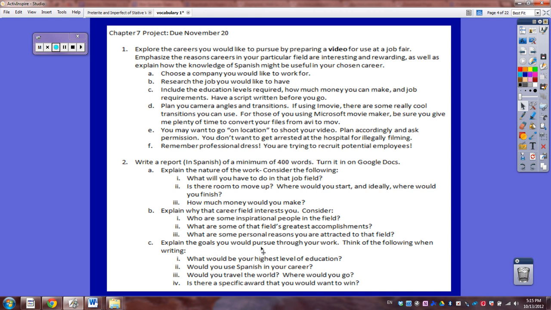Explain the goals you would pursue through your work. Think of the following when writing. What would be your highest level of education? Like, you could be a PhD and be a principal. Would you use Spanish in your career? Now, guys, I realize that not all of you are going to use Spanish in your career, but could you please humor me and lie a little bit? How would you use it? Would you travel the world, and where would you go? And is there a specific award that you would want to win?